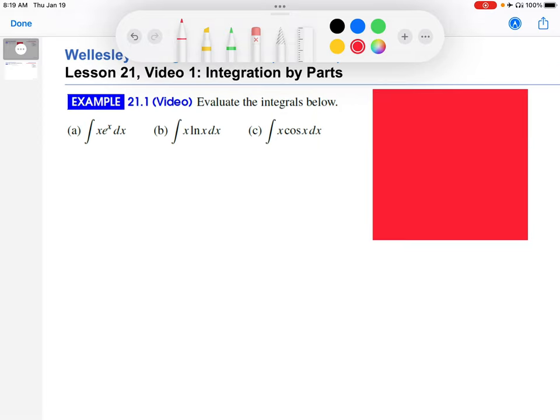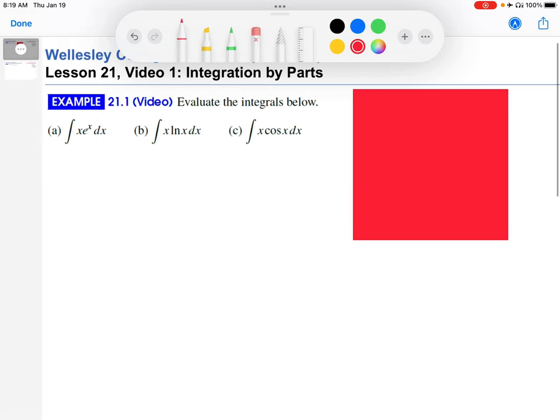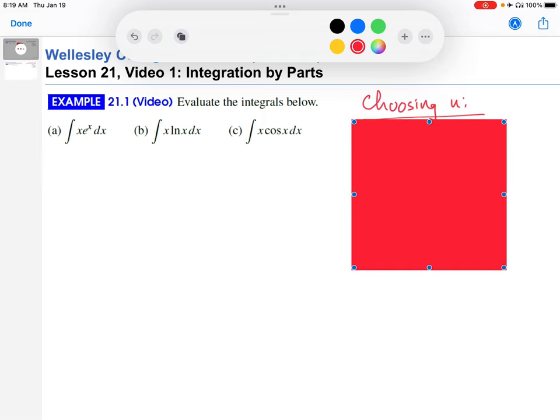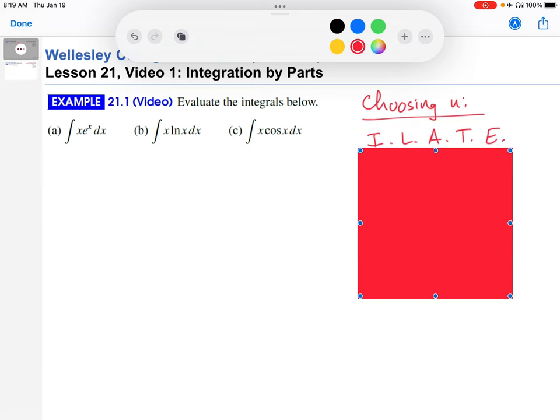Okay, so let's head on to the examples here, and let me return to this question of how do you choose u? There's a big red box here because I wanted to address that layer by layer. So, choosing u. There are many ways that you could think of to choose u, but there's a nice rule of thumb which fits into the acronym ILATE.